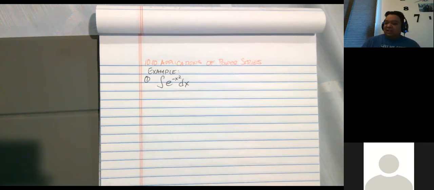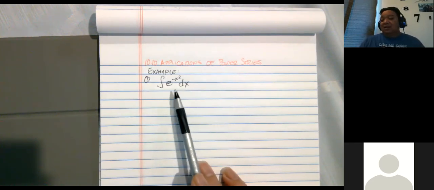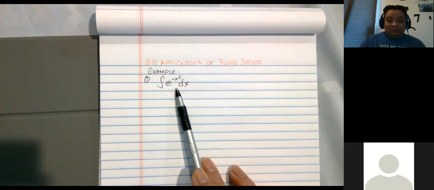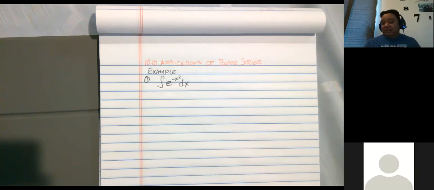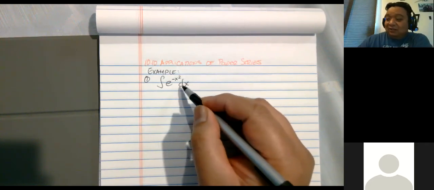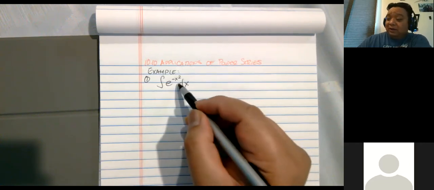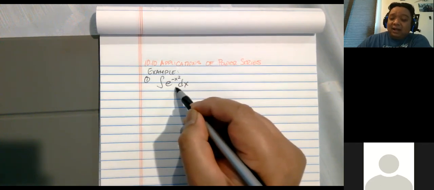Now you might ask, oh, that never shows up in an application or in the real world, so there's no real need to integrate this function. But if you've taken statistics, this has something to do with your normal distribution. This is equivalent to doing the probabilities using the normal distribution. So this is actually used for something. And now the question is, how do you integrate something like this? One way is to write the power series for this one, and then integrate that power series.